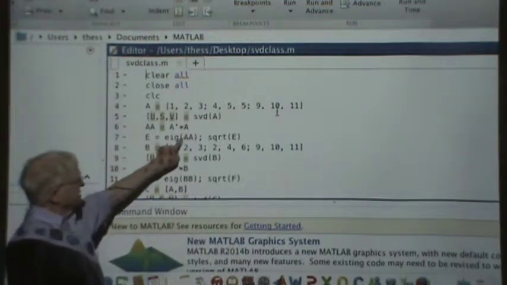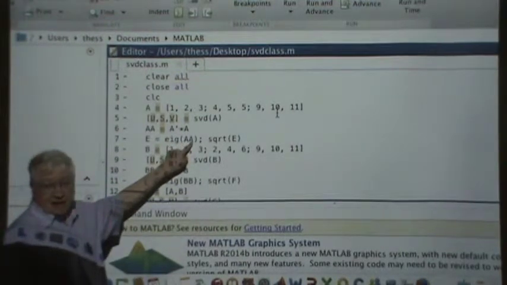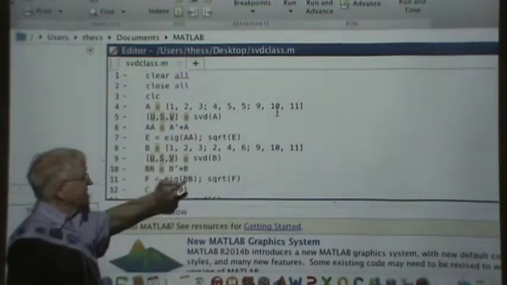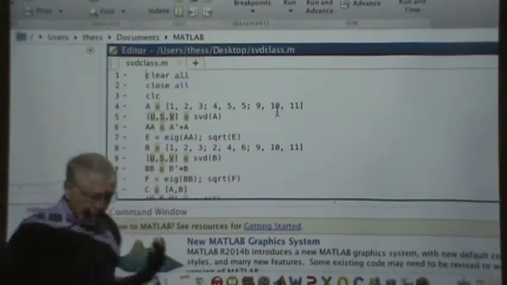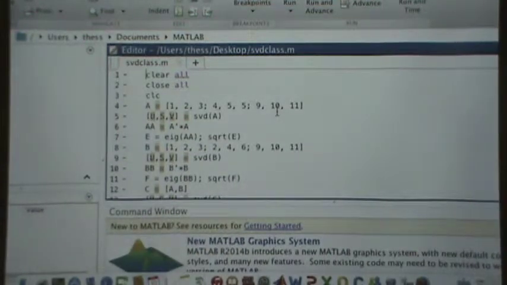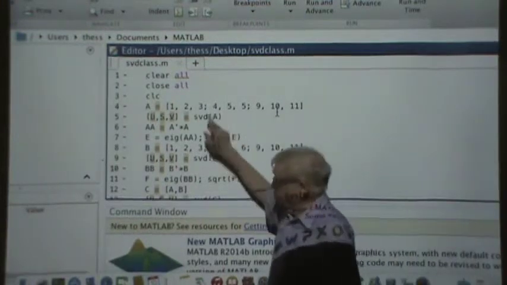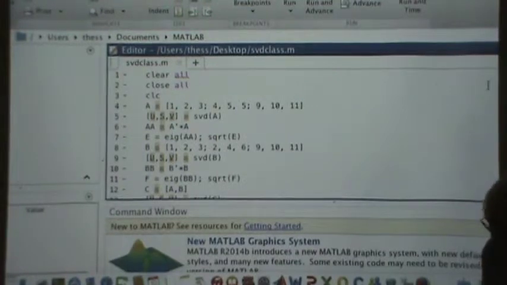So then I set E equal to eig of AA, namely A dagger A, and then took the square root of E, and what I want to show you is that the square root of the eigenvalues of A dagger A are the singular values of the matrix A, and the way in which, let's just see if I can actually do this.